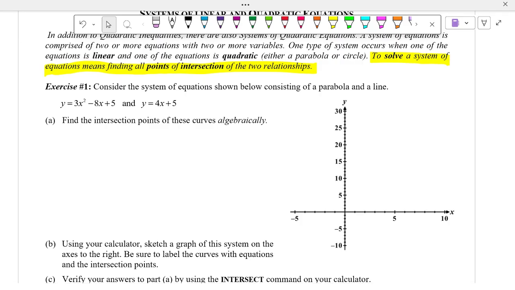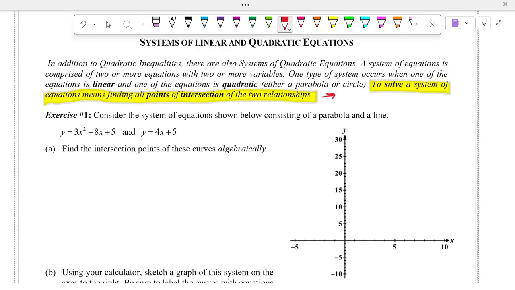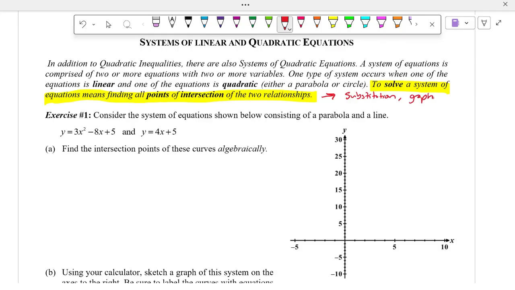With systems of equations, there are a couple of different methods that you guys learned. You learned substitution, you learned graphing, and you learned elimination. Really, when you're solving quadratic linear, you either use substitution or you use graphing. You can't really use elimination.